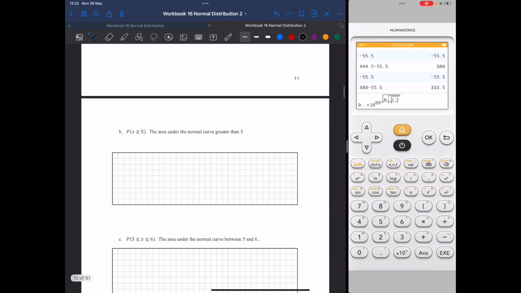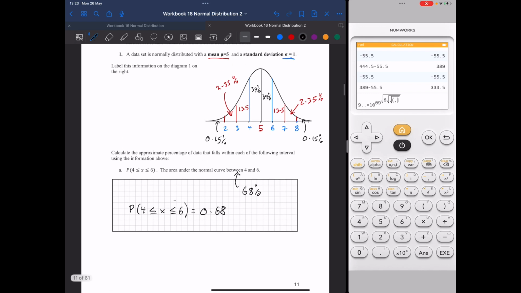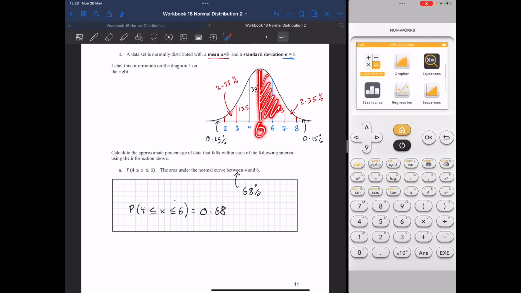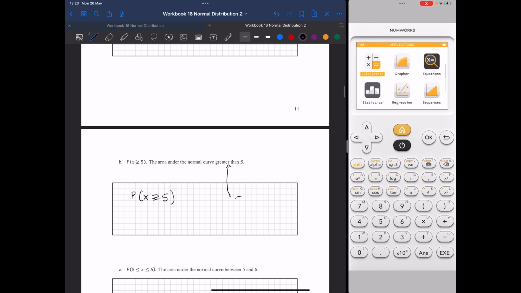2 answers. The next one here is the probability of having x greater than or equal to 5, and the area greater than 5. So area greater than 5, here's 5. And that's exactly half of it, isn't it? It's half the whole thing. So that's 50% of it. So the area is 50% of the area, or as a probability, 0.5.